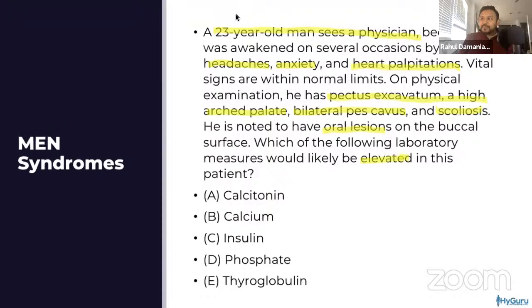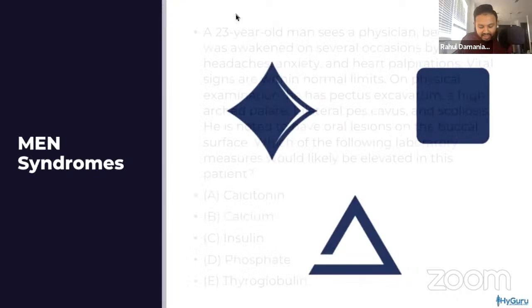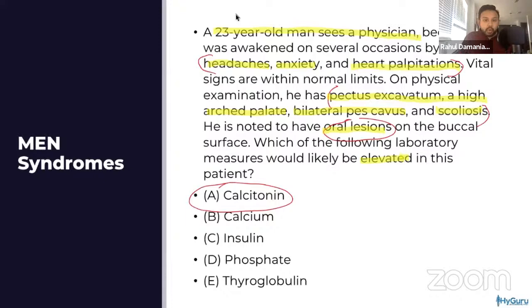Okay, we have people saying A. Awesome. So the key points in this question for you to recognize is that the headaches, anxiety, and palpitations, the test maker is going for pheochromocytoma here. And this sentence is going to be all related to the marfanoid habitus and the oral ganglioneuromas that you see in MEN2B. And remember that MEN2B is going to be related to medullary carcinoma of the thyroid, which is going to be derived from the cells that secrete calcitonin.